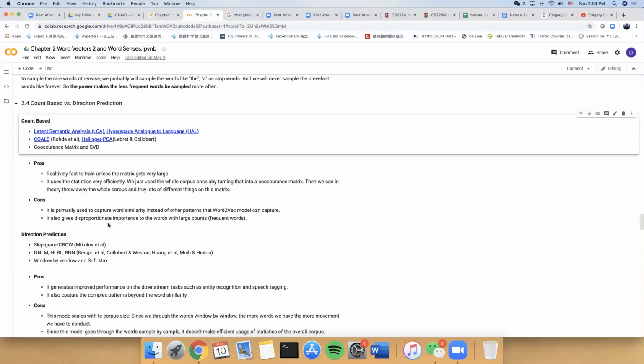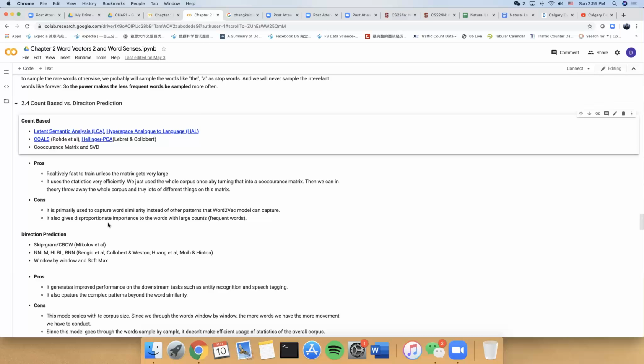So it basically captures word similarity instead of other patterns. For example, I not only want to know the similarity between two products, but also why the consumer actually chose the two products. If you want to know the deeper meaning or intuition behind that, this model doesn't tell you anything about it.